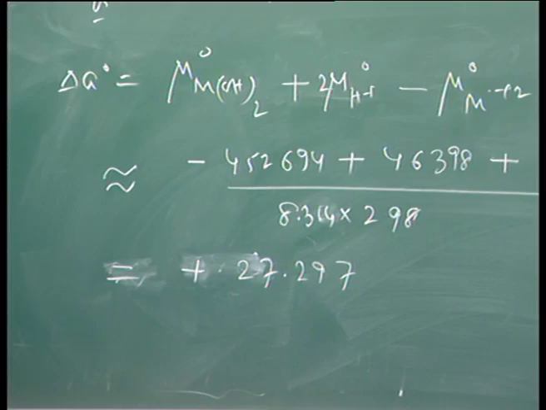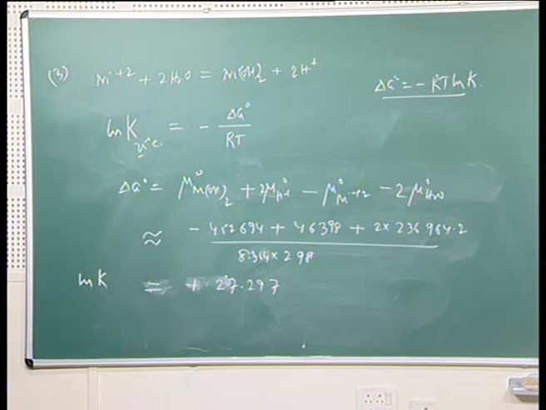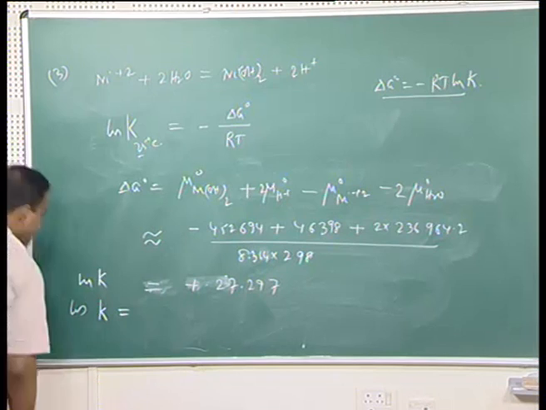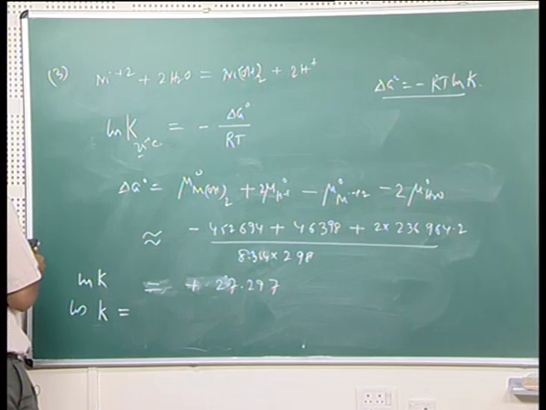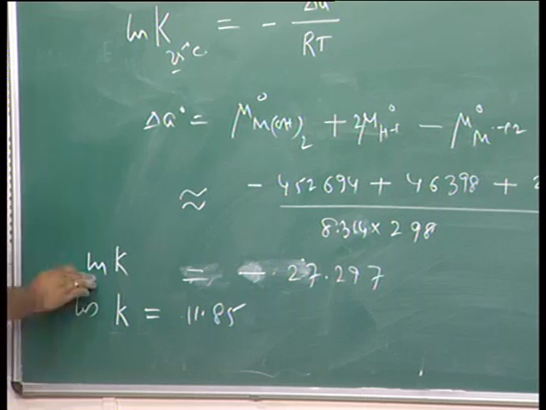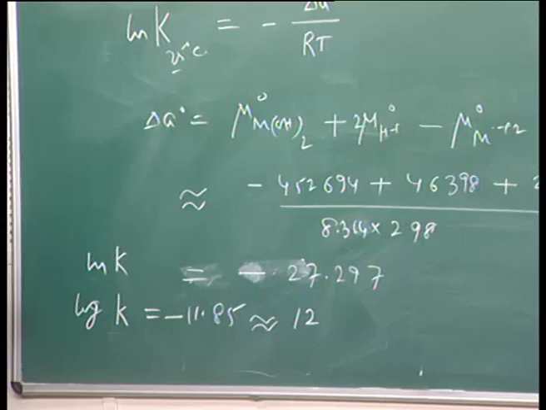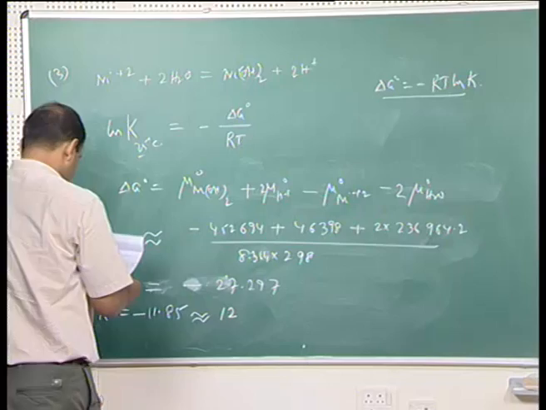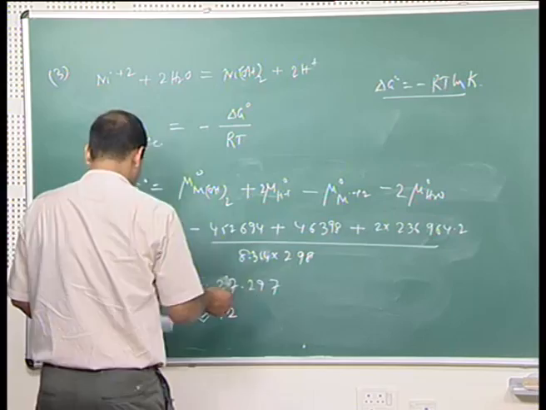So now ln k equal to this. Now I can find out what is k. Log k would become this divided by 2.303, equal to 11.85. Now this plus sign would become minus because I am putting log k now. So this would become minus, or it is close to 12, let me put 12. So log k is minus 12.